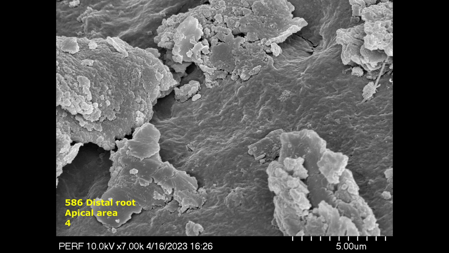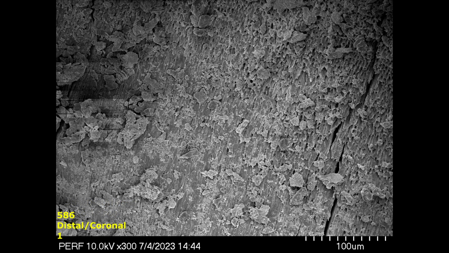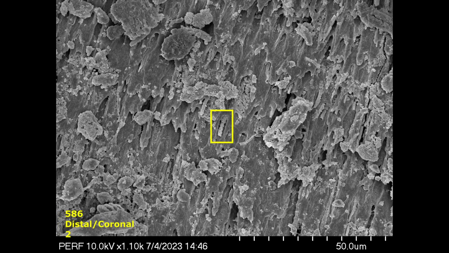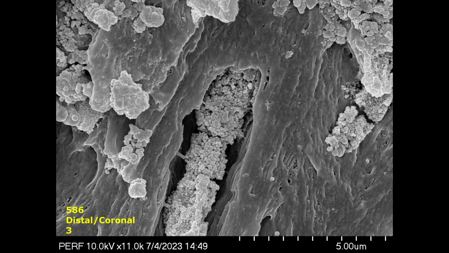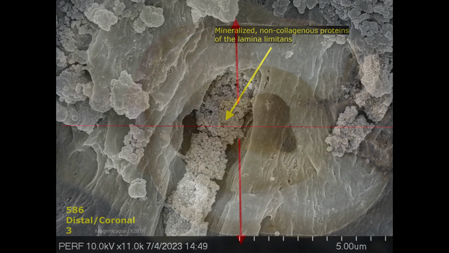This was kind of interesting. In the distal coronal area, where you can examine a tangential cut of the tubules, you can actually see the mineralized non-collagenous proteins, either of the peritubular dentin or of the lamina limitans. I can't recall ever seeing any of this in the dental literature quite this clearly.